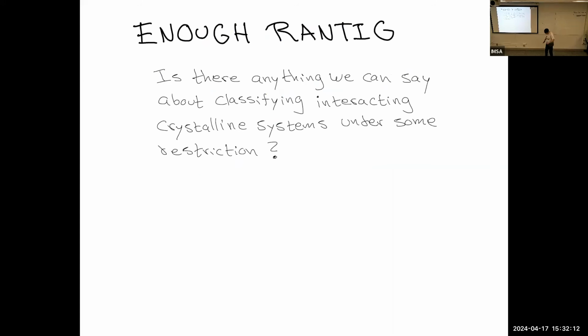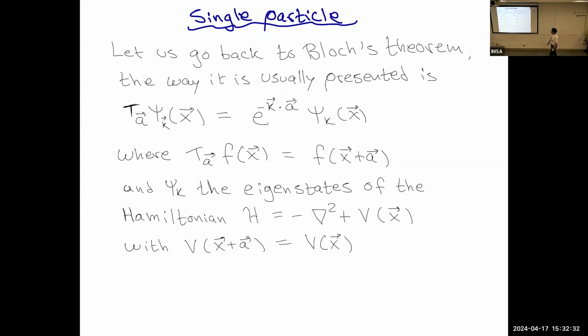Okay, thanks. So I've been ranting for a while now, and instead of continuing to rant, I would say, okay, can I say anything about trying to classify interacting systems, right? And then you can criticize whatever I propose here. Okay, so by putting some restrictions. So let's go back to the single particle case. And so this is the traditional way that people see Bloch's theorem, right? So you have a periodic potential, and then your eigenfunctions are essentially eigenfunctions of the translation operator multiplied by a phase, right? That's how we normally see it in textbooks.